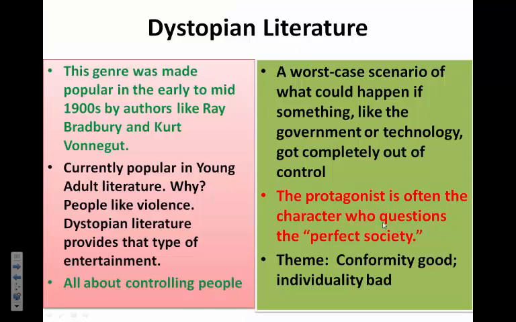Alright, dystopian literature. This genre was made popular in the early to mid-1900s by authors like Ray Bradbury and Kurt Vonnegut, Mr. V. Currently, it's popular in young adult literature. Why? People like violence. Woohoo! That's why we all love the Hunger Games. Dystopian literature provides that type of entertainment.